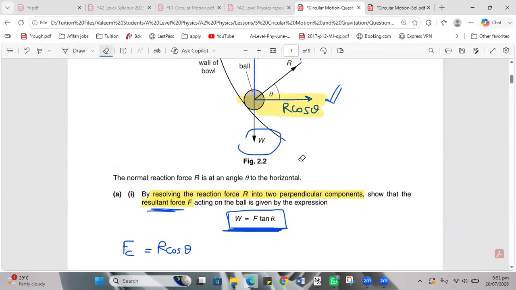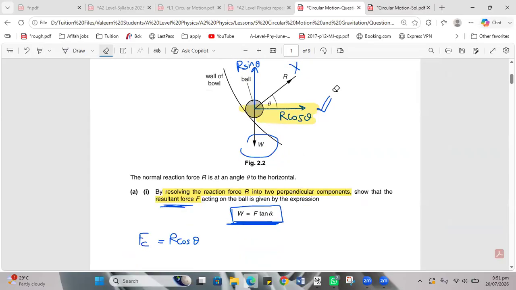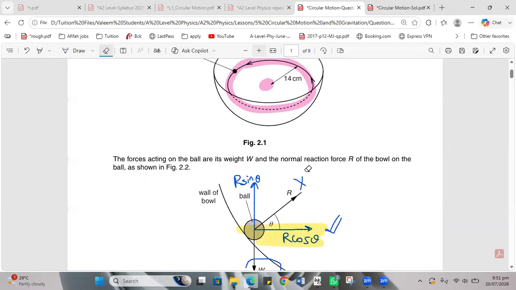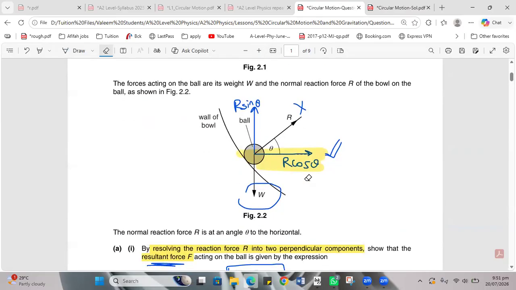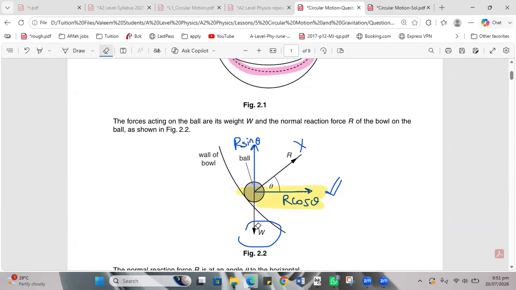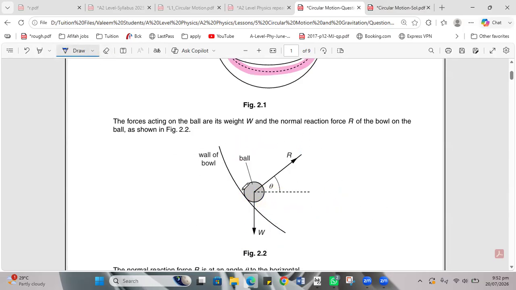What? Yes, miss. I'm sorry, but in the figure, it seems like R is the one that's acting directly towards the center. Hmm. See, R is a reaction force. And if you remember, what are reaction forces? Reaction forces always act perpendicular to where the object is. So for example, the object over here is at this point, right? Let me maybe erase all of this. This is the surface where the ball is. So this is the reaction force.